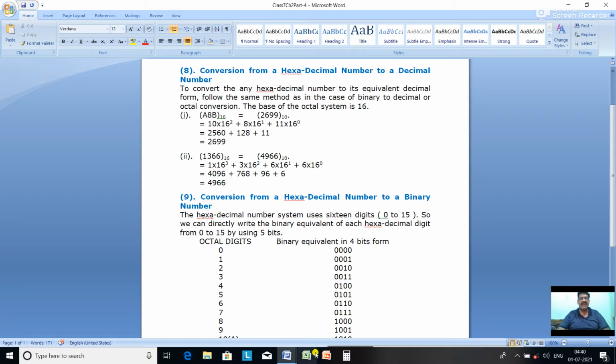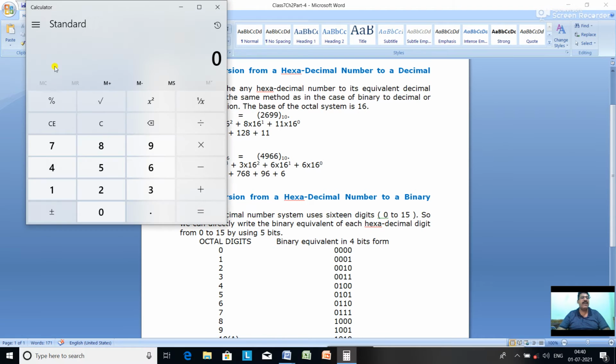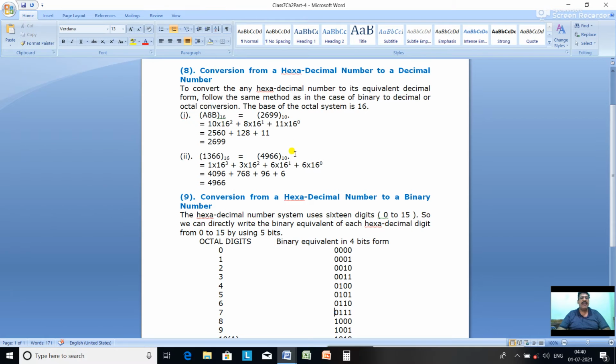So 256 into 3. What comes? 768. See, 768. Okay. Next one, 16 into 6, 96. Now the last one, 6 into 16 power 0. The 16 power 0 is 1. 1 into 6, 6.